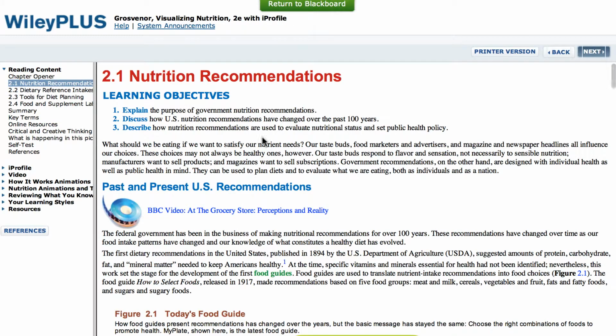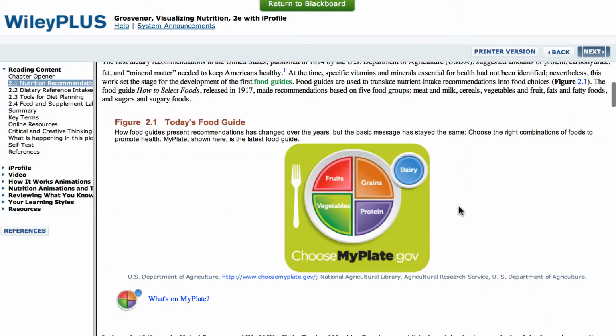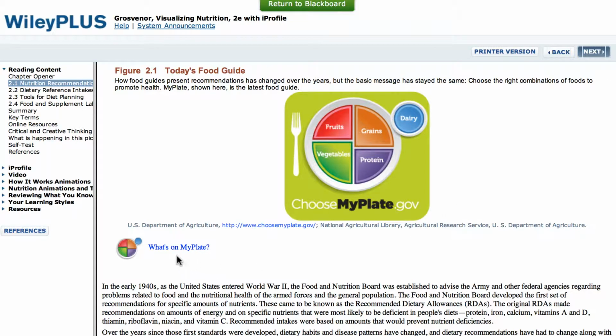And in Section 2.1, I just want to say that I think this What's on My Plate tutorial is well worth the time going through it. It'll help you with things like pizza and soup that don't really look like the meal that's shown in the My Plate icon. So I encourage you to look through that.